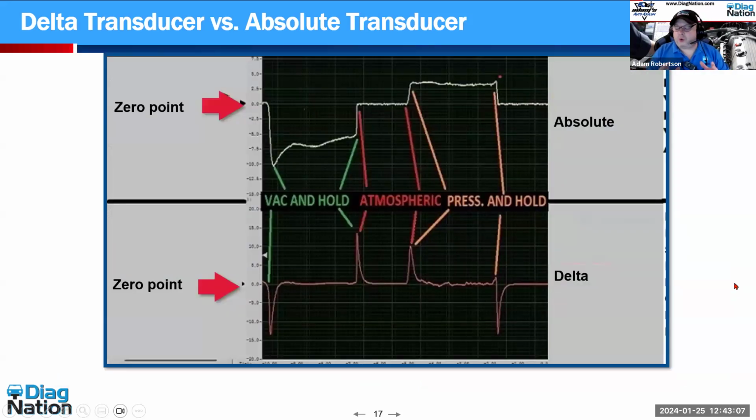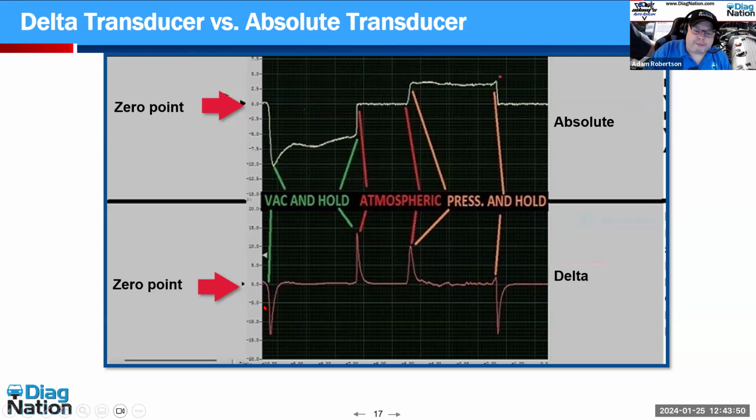All right, here's what we've done. I want you to think about this. I've got a pressure transducer, all right. On the top is absolute, on the bottom is delta. Both of them start at 0 volts. All right, Adam, we're at 0. The first thing I did is I put it into a vacuum. So picture me taking this, sucking on this hose, and putting a vacuum against this. The absolute transducer dropped, but the number it's reading is the actual vacuum pressure. We'll just call it 10 inches of vacuum for the lack of a better term. It measures the actual vacuum.